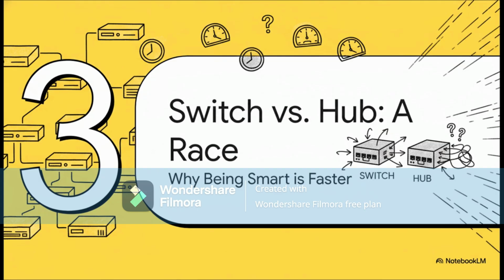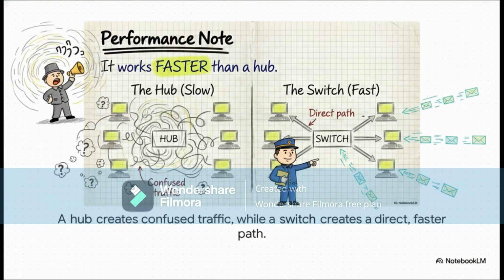And listen up, because this comparison is a classic exam question, so you're going to want to know this. It really all comes down to why being smart is also being fast. Just look at the difference here. On the left, you've got the hub. A hub is like a town crier. It gets a message and just shouts it out to everybody in the town square all at once.